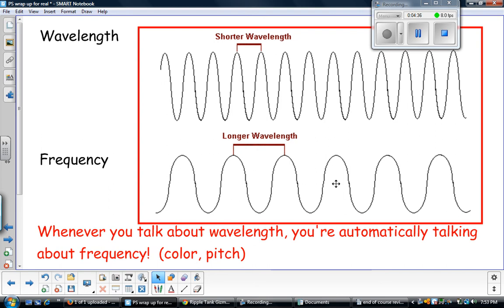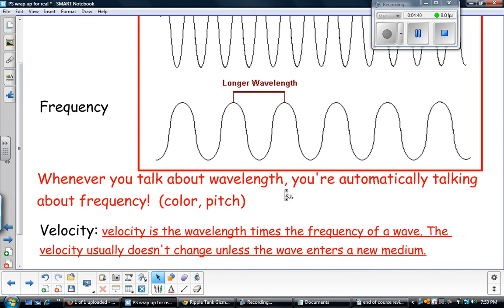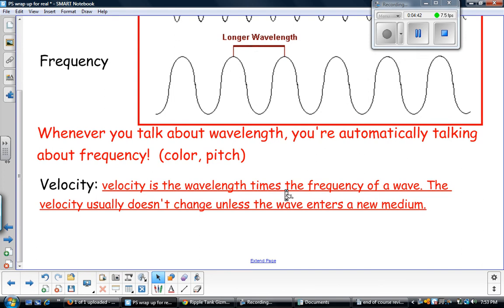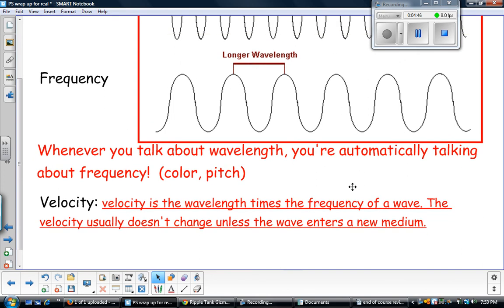So we would say it has a higher wavelength and a lower frequency. Whenever you talk about wavelength, you're automatically talking about frequency too. Now, when waves happen near us, we can interpret some of those waves. We can interpret light waves. We can interpret sound waves.